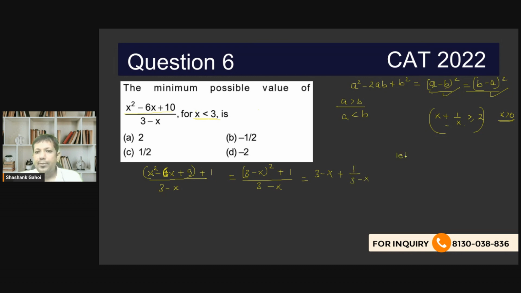Now let's say 3 minus x equals y. So what is this function we are going to get? y plus 1 upon y. We have already seen that y plus 1 upon y is always greater than or equal to 2. So what is the smallest possible value of this function? That's going to be 2. So the answer of this question is directly going to be option A. This is the approach we are going to take to solve this kind of question, the standard thing that we can do.